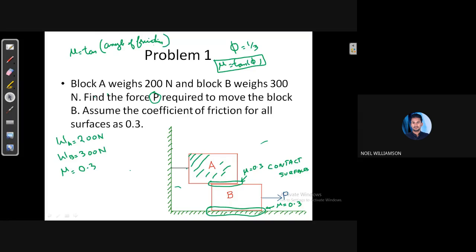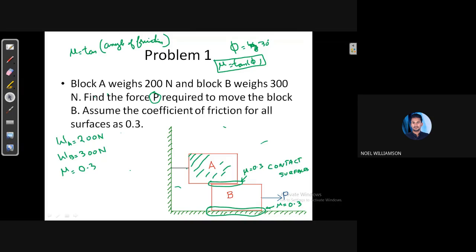So in certain questions we will be given the angle of friction for a particular surface. The angle of friction will be given as some value, say 30 degrees or 20 degrees. From there we can find the value of mu as mu equal to tan of that particular angle. In this question it is directly given that mu equal to 0.3.